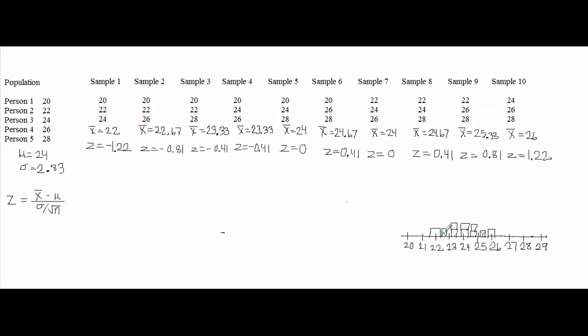So see, we have 1, 2, 3, 4, 5, 6, 7, 8. So 8 out of the 10 samples are between sample 2 and sample 9, because only 2 out of the 10 samples are beyond these two samples. So right here I'll say that 80% of the possible samples are between sample 2 and sample 9.